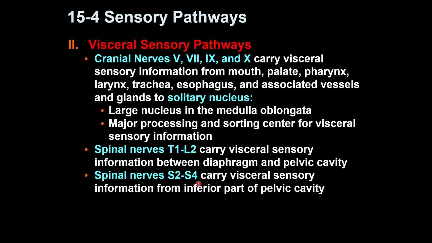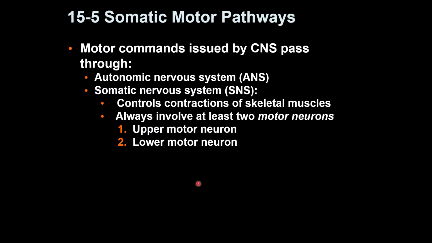S2 to S4 is actually for the parasympathetic nervous system, which is motor, but the ascending part of that carries visceral sensory information. Now let's talk about the motor. There are two types. One is the autonomic nervous system, which is under subconscious control. That is the one we will talk about in chapter 16. But for now, we'll talk about the somatic nervous system, which is mostly under conscious control.